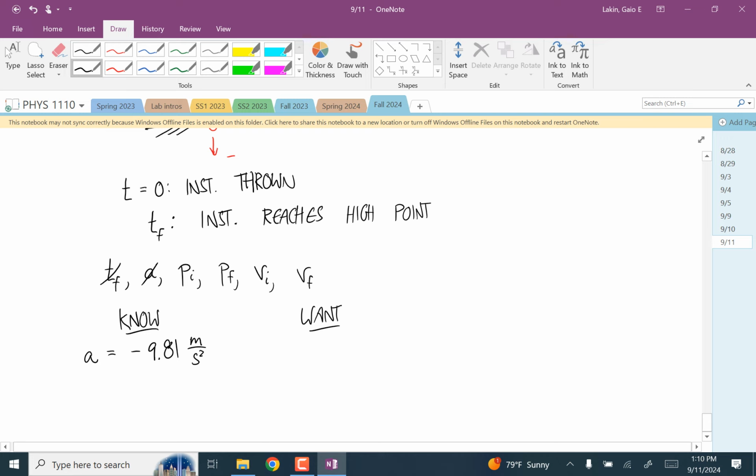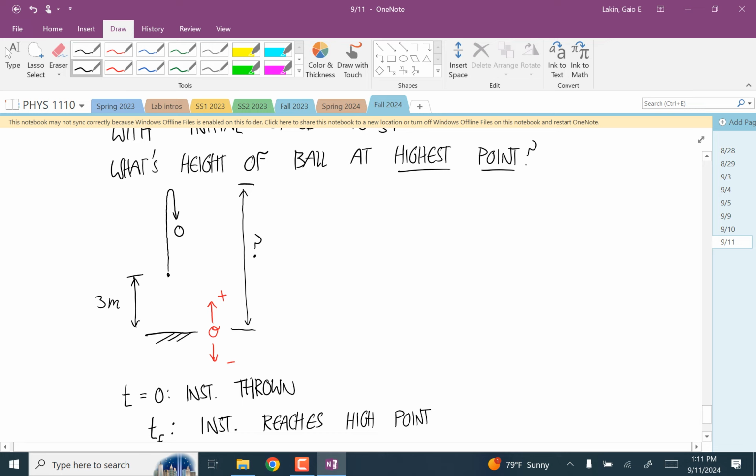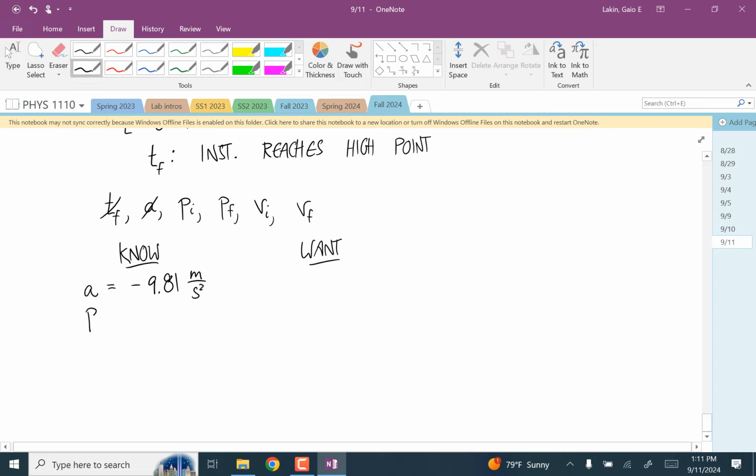Do we know the position at time equals 0? Yes. If you go 3 meters from 0 in the positive direction, you're at positive 3. Do we know the position when it gets to the highest point? No, we're trying to find out. We're trying to find that.